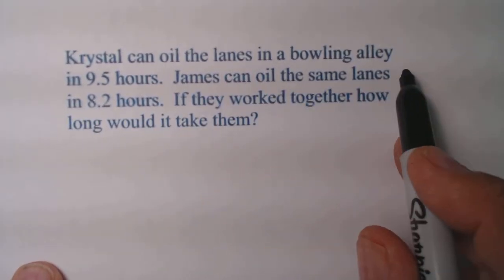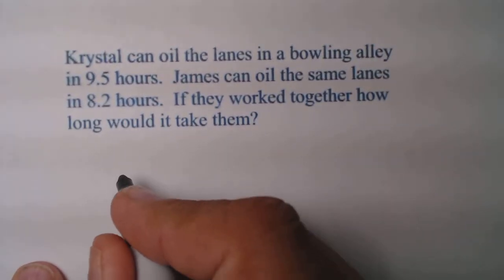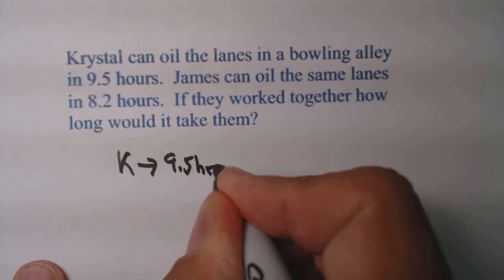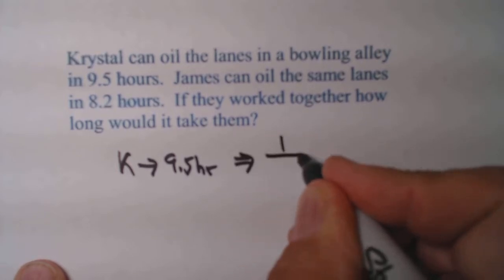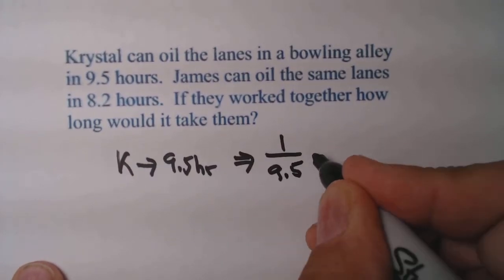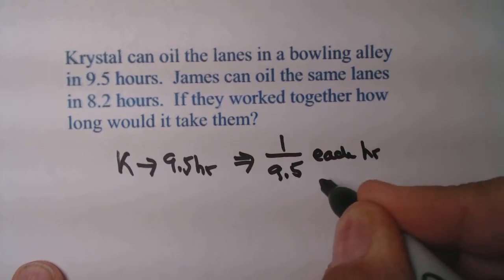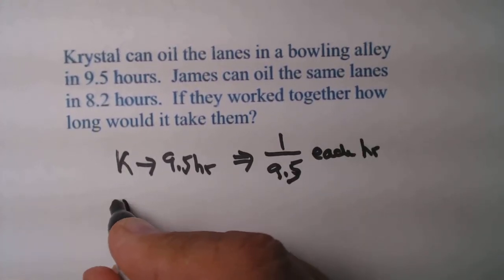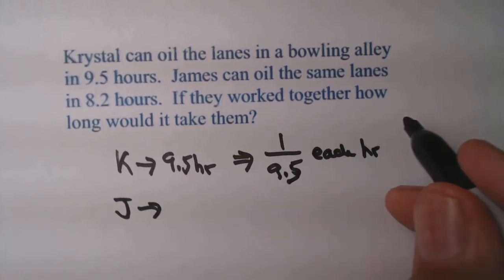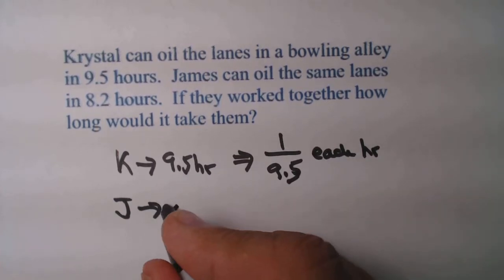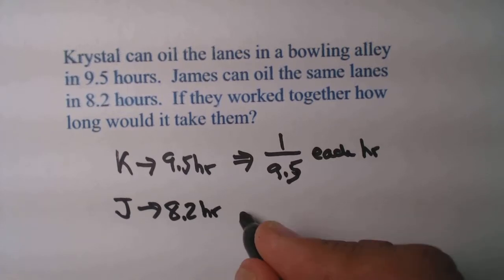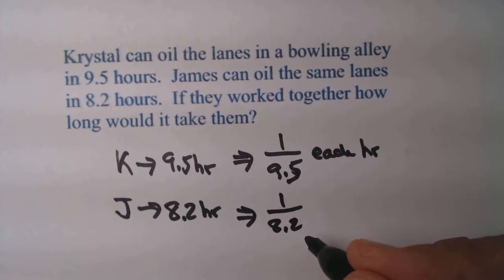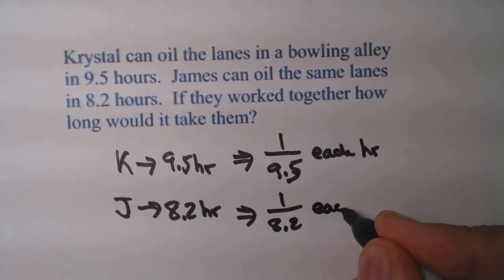Crystal can oil the lanes in a bowling alley in 9.5 hours. So Crystal does it in 9.5 hours, which implies that she gets 1 over 9.5 done each hour. Okay. Now, James, who is going to be helping her out here, if he did it all by himself, it would take 8.2 hours for him to do it. And that means he'd get 1 over 8.2 done each hour.